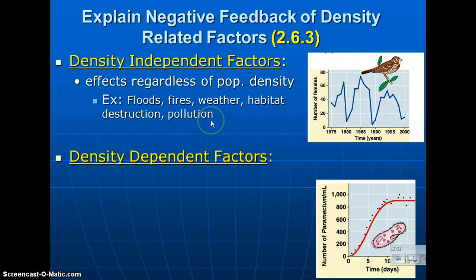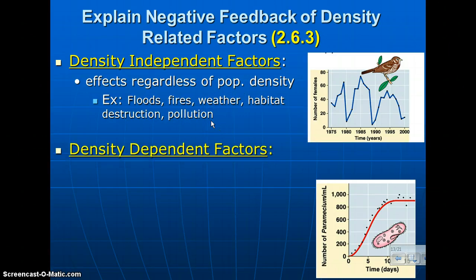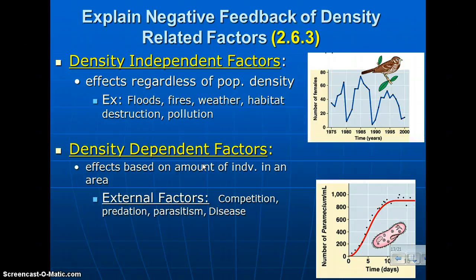All right, so that's compared to these things that are dependent factors that will affect the population based on the amount of individuals in the area. So the denser the population, the more the effect usually. So here's some external factors, external to the organism. These, you'll notice, are very much biotic examples. Competition is going to increase if there's a higher density because there's going to be less resources available for each individual. We can think about diseases as a really good example.